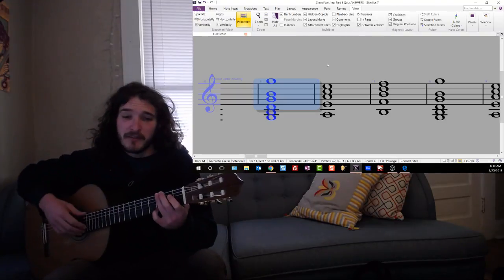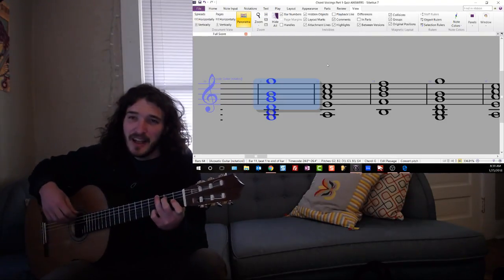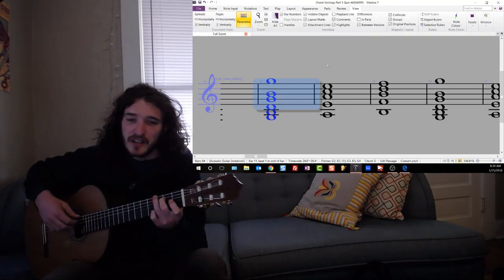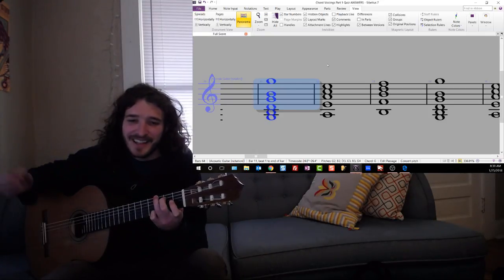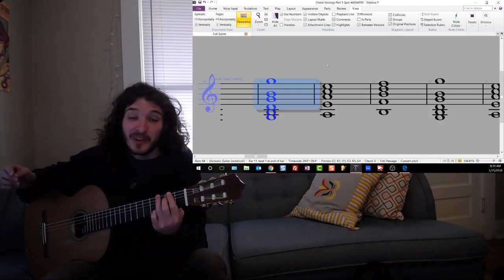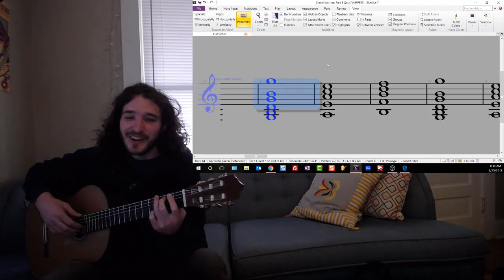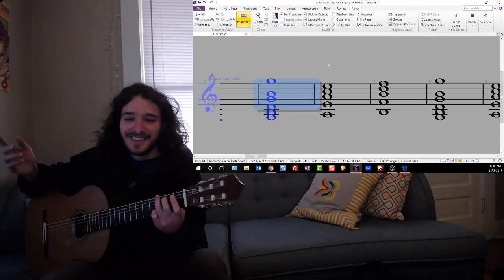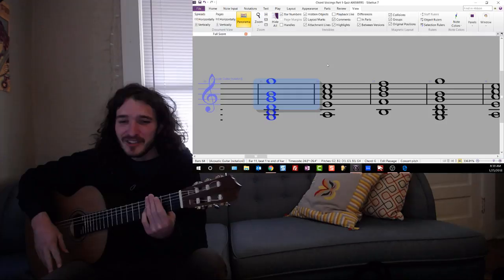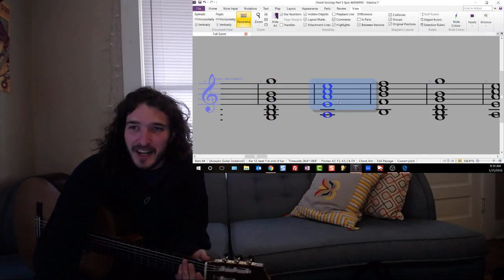Okay, guys, we have G major, and this is voicing number 3, which gets us 3, 3, 4, 3, 6. G major, the 5th chord in our key. Okay, let's take a look at the next one, guys.